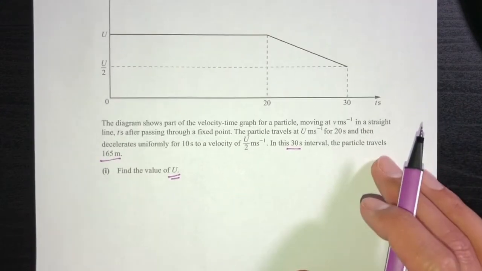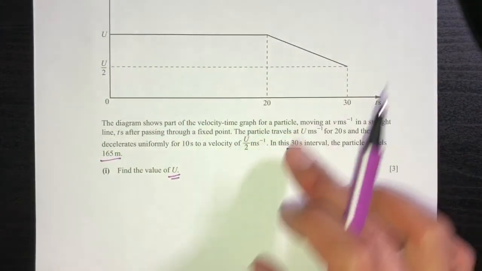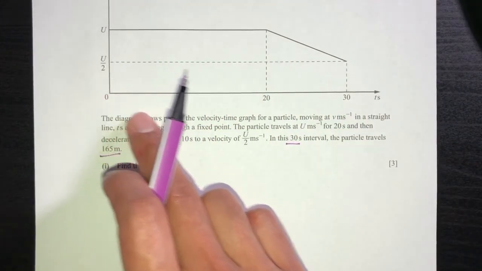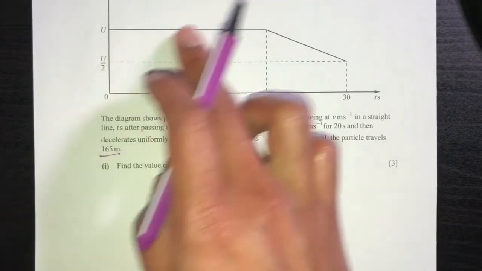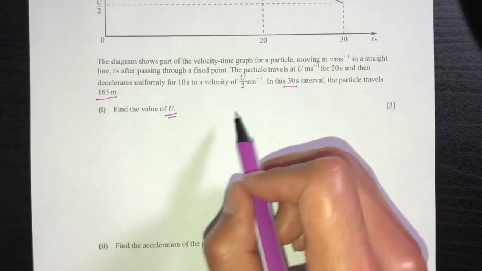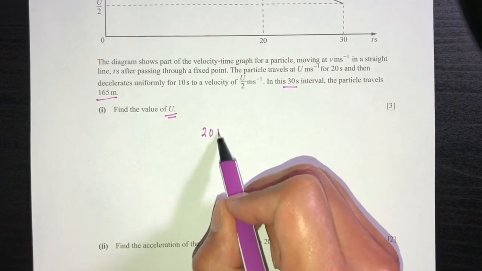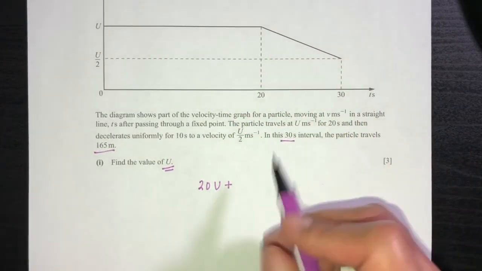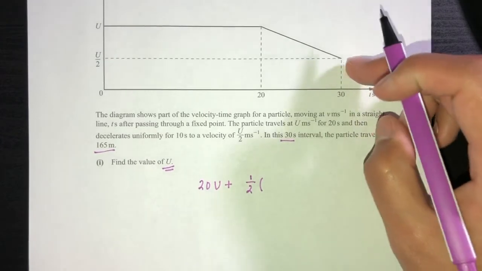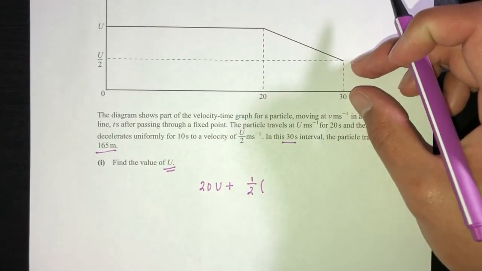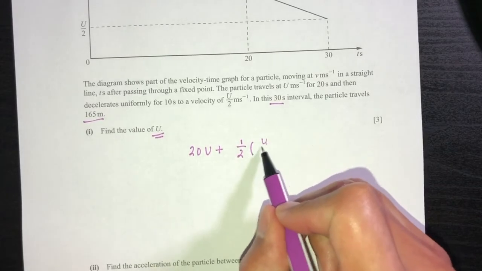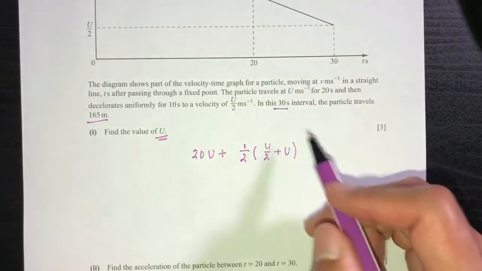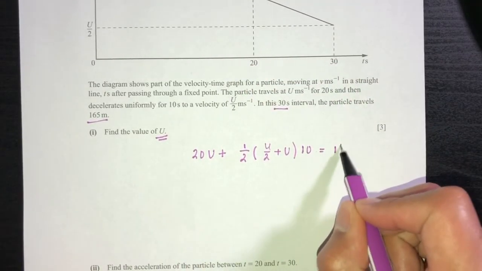As you know by now, the distance traveled is the area under the graph, which is equal to 165. So let's break this down into two parts. For the first area, from 0 to 20, it is the area of a rectangle. So let's write this down. 0 to 20, that will be 20 times u, plus 20 to 30, it will be the area of a trapezium. That will be half the sum of parallel sides. So this side will be u by 2, and this is u. U by 2 plus u times the length in between, which will be 10. It is supposed to give you 165.